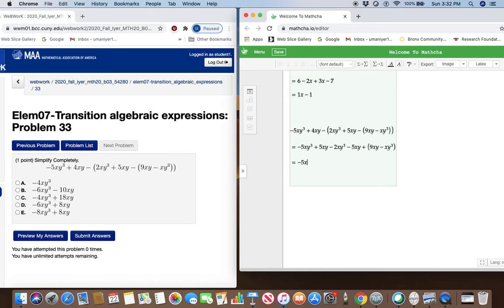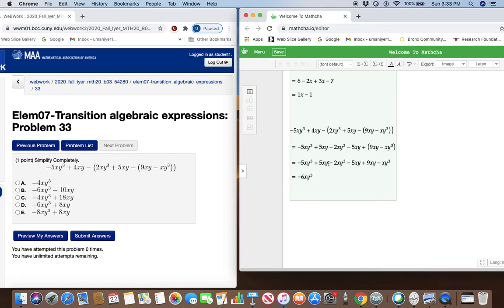Negative 5xy power 3 plus 5xy minus 2xy power 3 minus 5xy plus 9xy minus xy power 3. Okay, negative 5xy power 3, that term is similar to this term. It's like terms. 1 power of x, 3 powers of y. So negative 5 and a negative 1 is negative 6xy power 3.